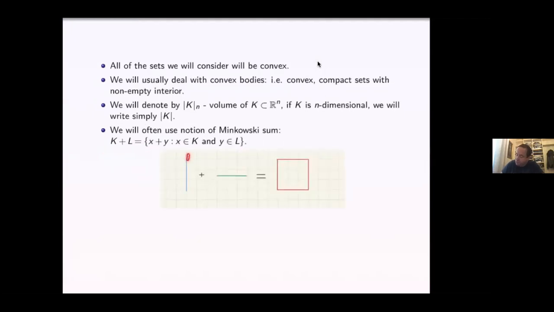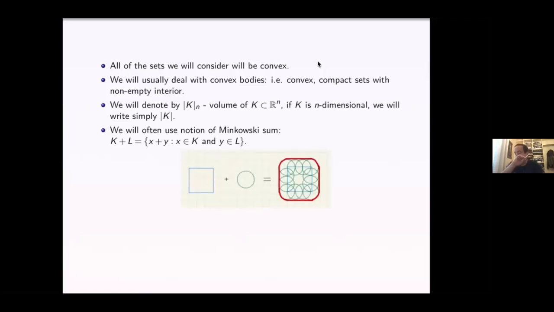So for example, if you take those two segments, if they are say of equal length, then it's quite easy to check that their sum is a square. If they're of different lengths, it's a rectangle, or if they're not perpendicular, you can get a parallelogram. Or for example, if you add a square and a triangle, you can get such a beauty. This is a bit of a gamble with combinatorics, but it's not hard to check it too. To get a feeling of this Minkowski sum, one needs just, as a child, to play with this.